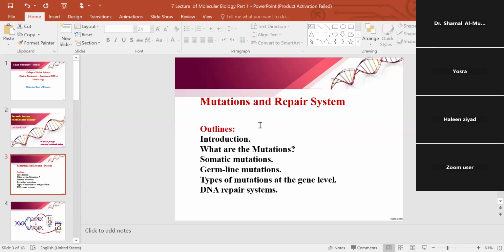Okay, so you're all here. The outlines of my lectures: Introduction. What are mutations, or the meaning of a mutation? We have somatic mutations. We have germ layer or sex mutations, types of mutations at the gene level, and DNA repair systems. Because this lecture is long and we have a short time, about 40 minutes, I will give you one part of this lecture.